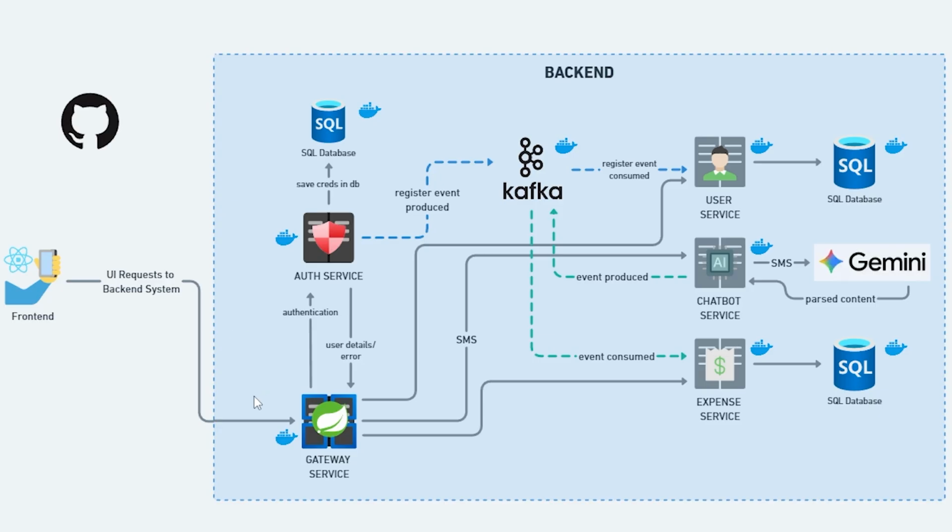So exactly, if we see, the request goes to the gateway, then it goes to the auth service, it is authenticated and the details are returned to the gateway, then it adds those details in the header and forwards the original request to the respective service. It could be a user service request, a chatbot service request or an expense service request as well. Let's talk about the auth service first.